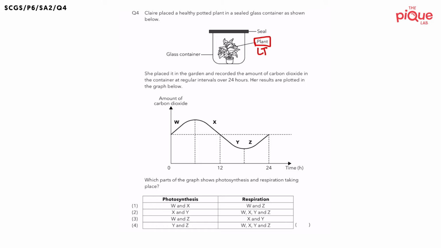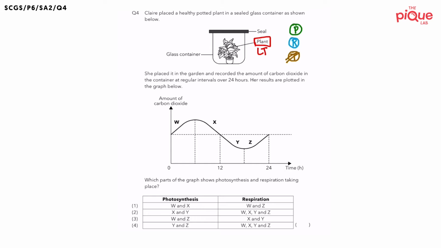The plant can undergo photosynthesis and respiration. And some of you might share that the plant can undergo transpiration. But for this question, transpiration is not going to be our focus. Now that we are only looking at photosynthesis and respiration, what are the gases that are involved? We can think of two gases, oxygen and carbon dioxide.